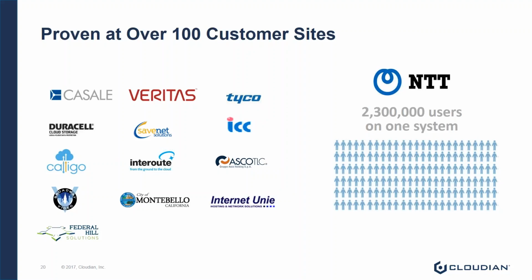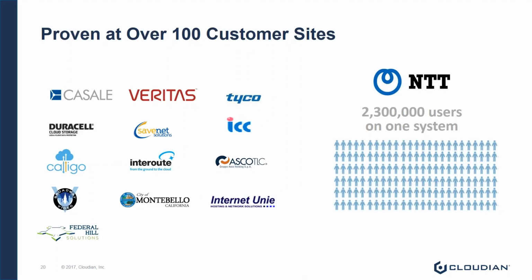People are using this in conjunction with backup software, such as Veritas or Commvault or Veeam or Rubrik. They use the Cloudian solution as a backup target. That's a very common use case. Media and entertainment is another common use case, using this as an active archive for media that's in production.